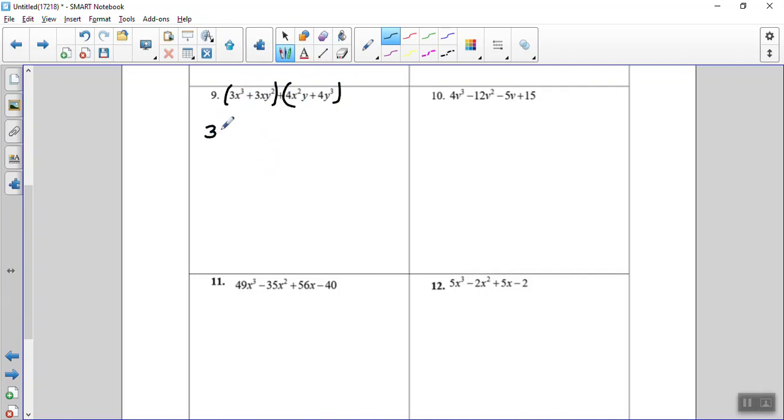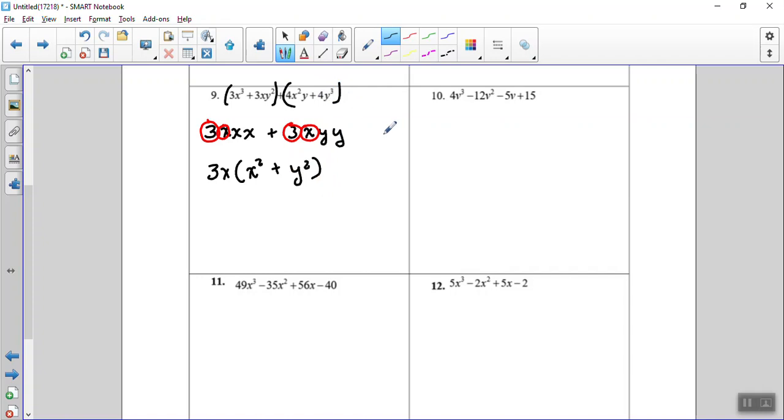So you have 3, and you have x times x times x plus 3x times y squared. I can write that as y times y. So now let me circle the common factors. I have a 3 here, x here, x here. So that means that 3x is a factor. What do I have left here? X times x, which is x squared, plus y times y, which is y squared.